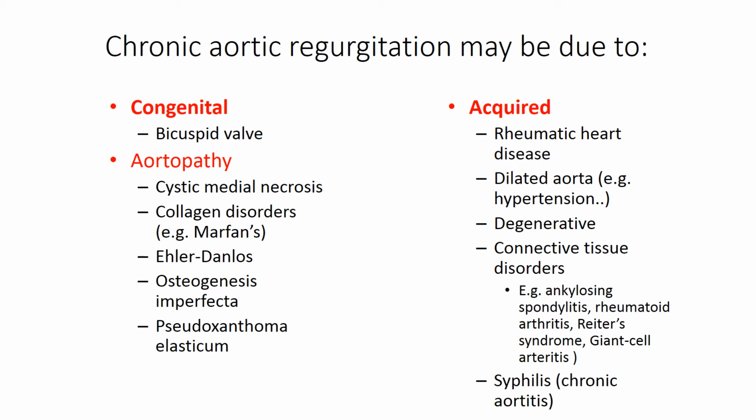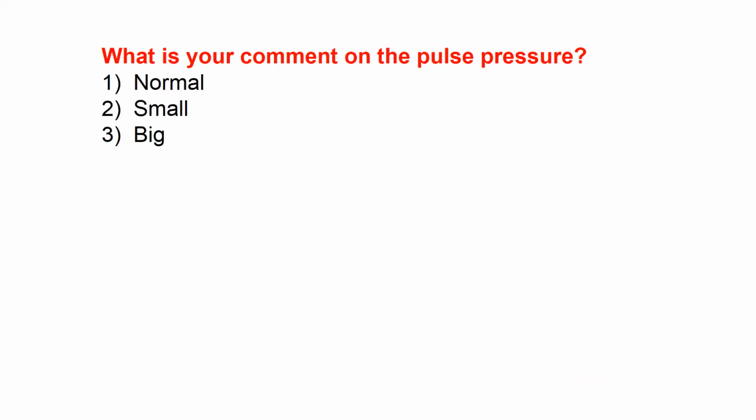Acquired as rheumatic heart disease, dilated aorta as in hypertension, which is the commonest cause, degenerative connective tissue disorders like ankylosing spondylitis, rheumatoid arthritis, Reiter syndrome, giant cell arteritis, and in the past we could see aortic regurgitation in chronic aortitis due to syphilis. In aortic regurgitation, you always have to comment on the pulse pressure.